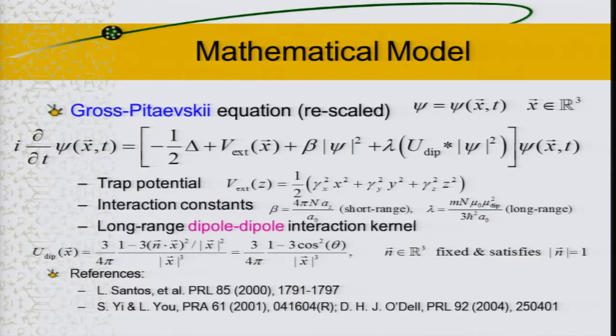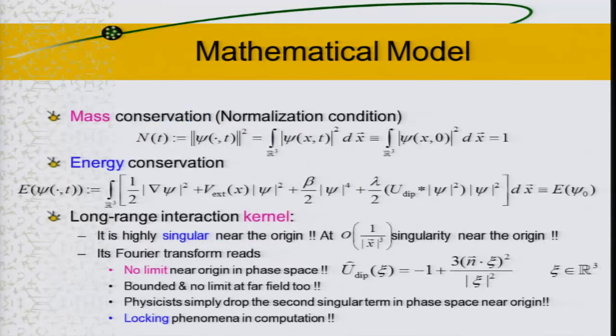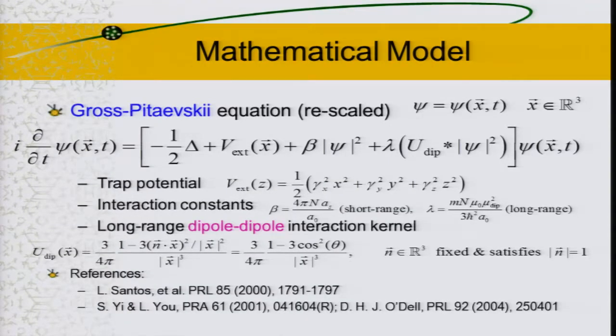So here, this convolution. This kind of equation is a differential, integral equation for this kind of problem. They come from a lot of physical references. For this one, the problem conserves the total mass and also the energy: kinetic, potential, local interaction, and the long-range dipole-dipole interaction. And here, the one key problem is how to handle this dipole interaction U.